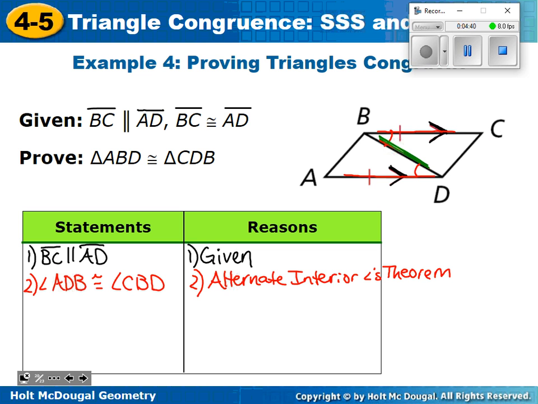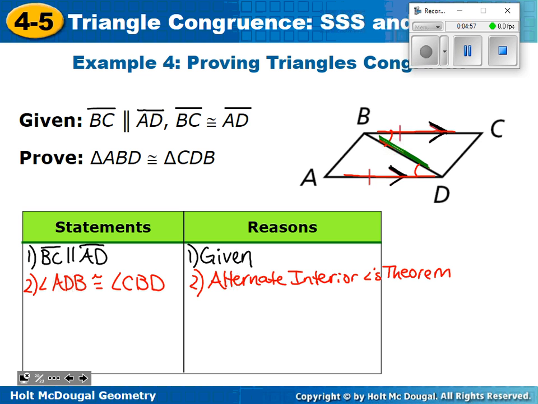Okay, so right now we have one thing marked congruent. How many do we need for our shortcuts? 3. And let's review the 5 shortcuts real quick. So give me one of our shortcuts. SAS. Another one?